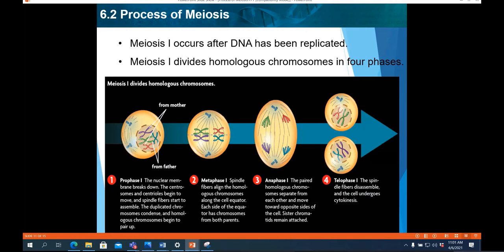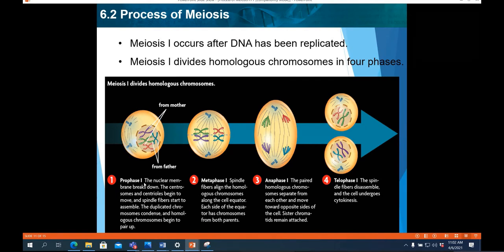Okay, so these are the 4 phases, ladies, as you can see in this picture: Prophase 1, Metaphase 1, Anaphase 1, and Telophase 1. Meiosis 1 occurs after DNA has been replicated, and it divides the homologous chromosomes. Can you see the homologous chromosomes which are present over here? These 2 are from the mother, and these 2 are from the father. So they are divided in meiosis 1.